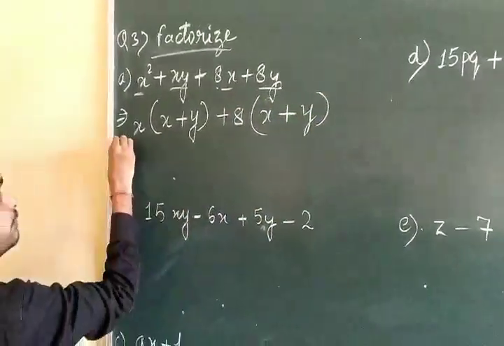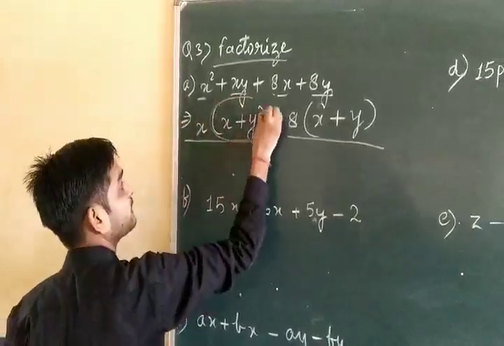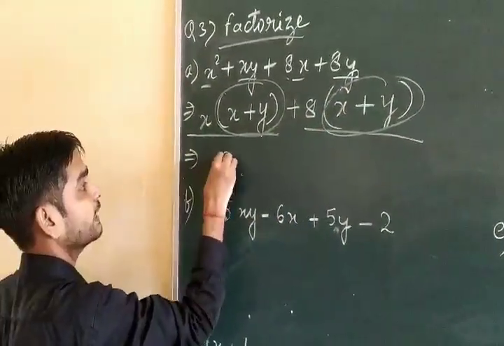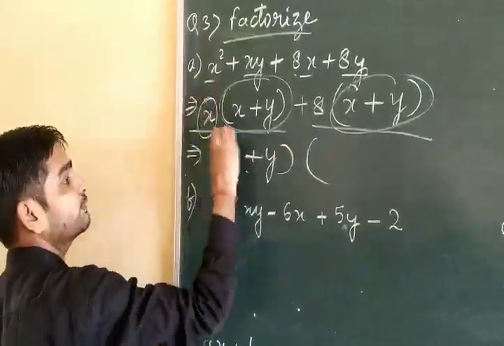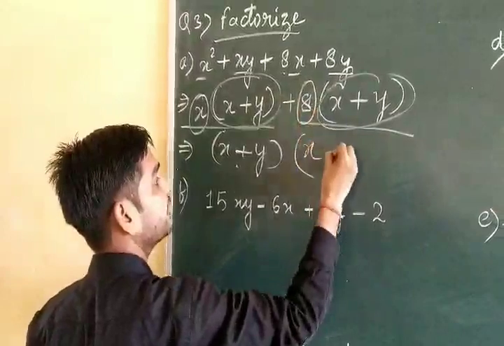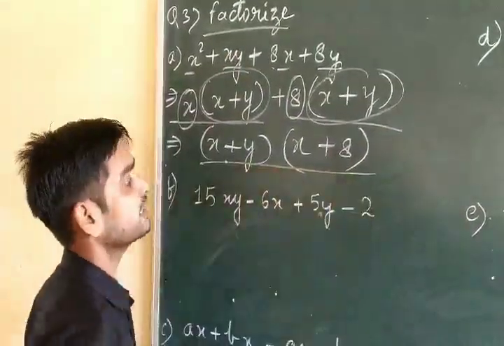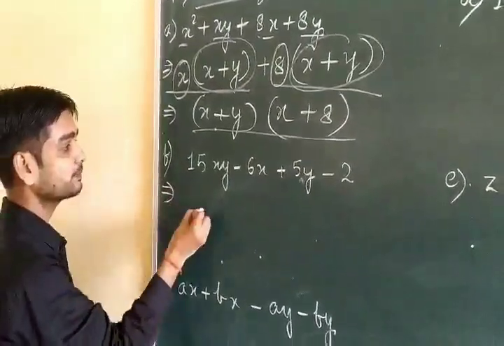Now students, you can see two terms are here. So x plus y will be common from both terms. That means we took x plus y as a common. So from the first term x will be remaining and from the second term 8 will be remaining. So the answer of this question is x plus y and x plus 8. Similarly, let's see the next question.